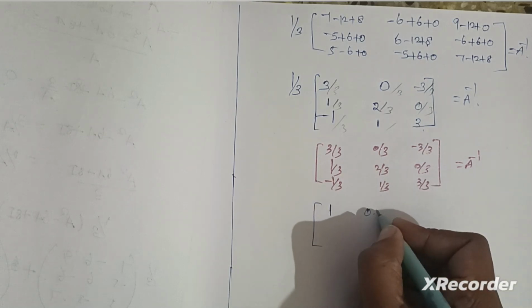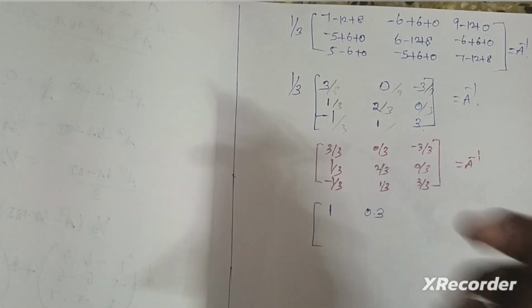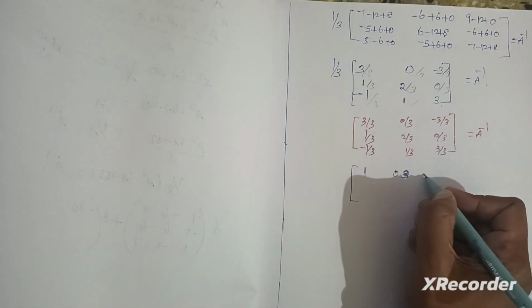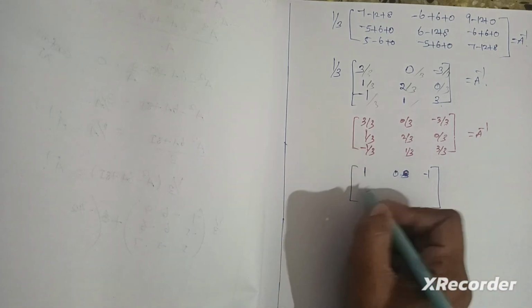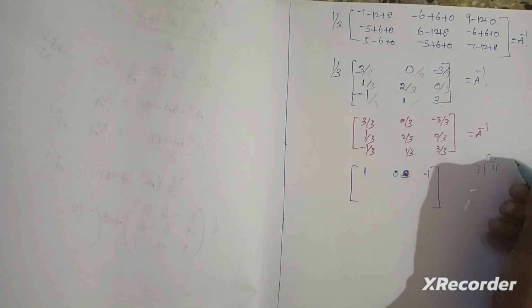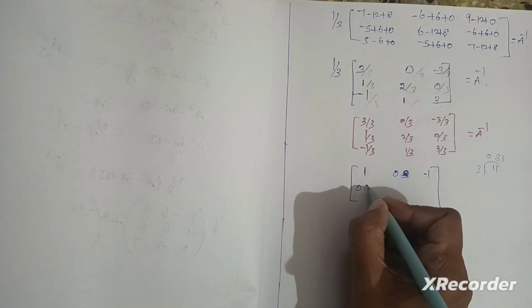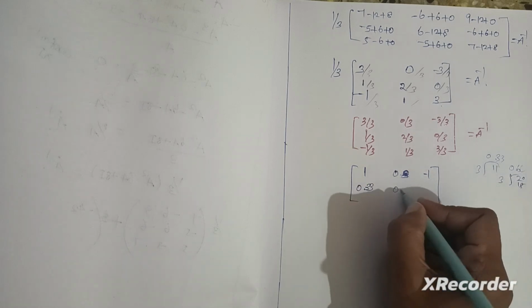0.3, 3... sorry, 0 anything by 0 is 0. Next 3 by minus 3, minus 1, sorry 0. Next 1 by 3, 1 by 3, 0.33. So we have to use the calculator. 0.33. Next 2 by 3, 0.66. So 0.66.